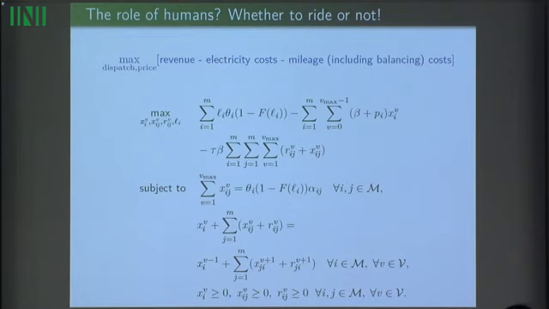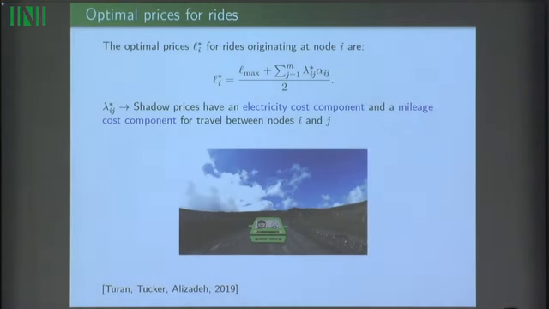It's a very easy optimization. The constraints are essentially on that expanded transportation network that I showed you. But what I want to show you is the optimal prices. They have in them a weighted summation of the Lagrange multipliers, lambda ij, that is the shadow price of being driven between node i and node j. And if you look at it, the shadow price has two components. There is an electricity cost component and a mileage cost component, right?